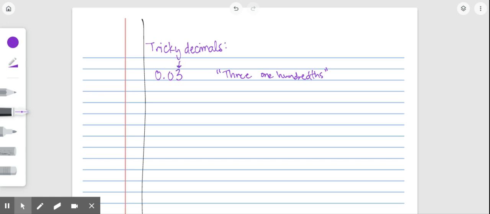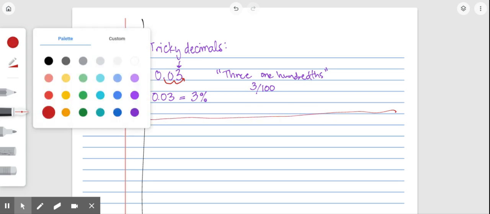Okay, so this is 3 out of 100, which is the same as 3%. So 0.03 or 3 100ths is the same as 3%. Okay, just like in the other video, what we're doing is moving that decimal place 2 spots to the right. So it becomes the whole number of 3. Okay, so that's one of our tricky decimals. Let's try another tricky decimal.